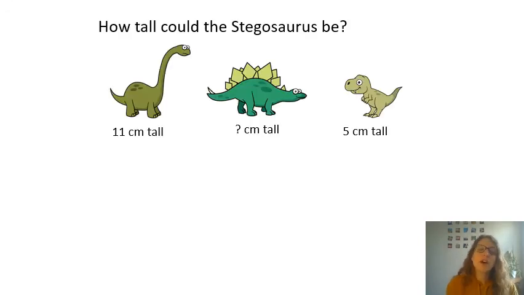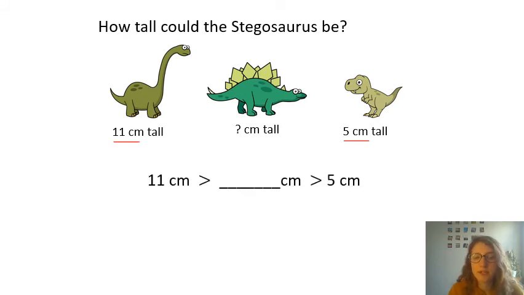Okay, so we've got our 3 dinosaurs again here, and they are in height order. So how tall could the Stegosaurus be? We know that the toy one over here is 11 centimetres, and our T-Rex is 5 centimetres, and the Stegosaurus is in the middle, so what could its height be? If we put it into our comparison using our symbols, 11 centimetres is greater than whatever's in the middle, but the middle one is greater than the 5 centimetres on the end. So what could it be?